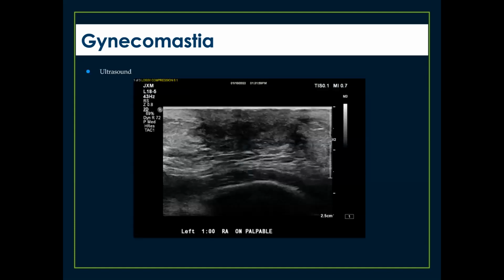The patient went on to have an ultrasound over the palpable abnormality of the left breast at the approximate 1 o'clock position. And this shows the fibroglandular tissue as being somewhat darker gray or hypoechoic, and it's interdigitating with the adjacent fat lobules, which is a lighter gray. Up here we have the skin, and back here we have the pectoralis muscle and chest wall.